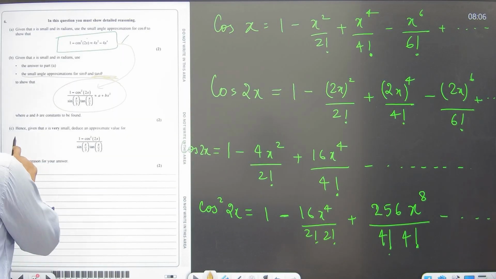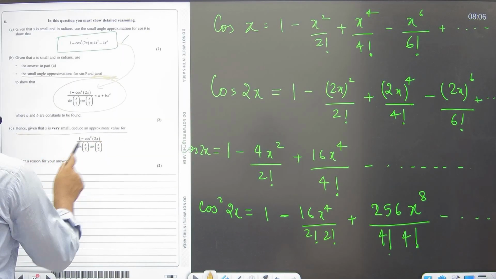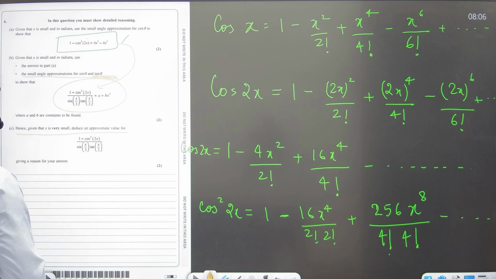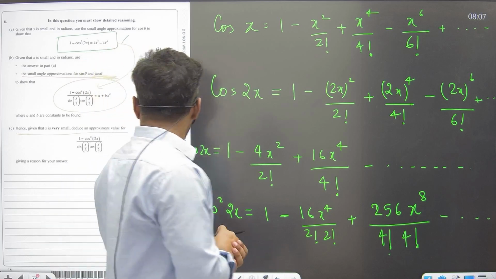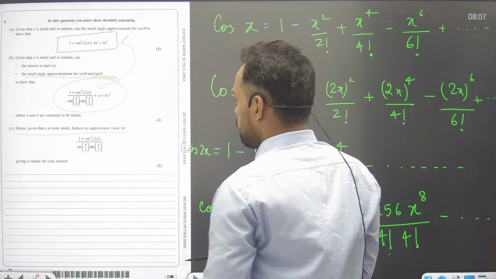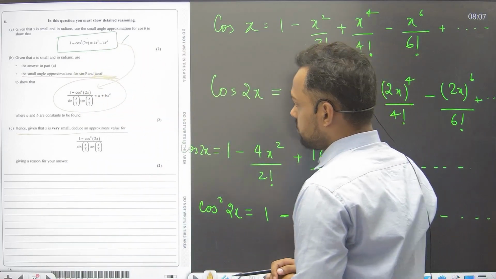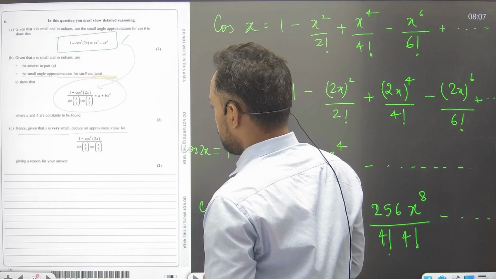Now, hence, given that x is very small, deduce an approximation value for 1 minus cos square 2x upon sin x by 3 tan x by 2.